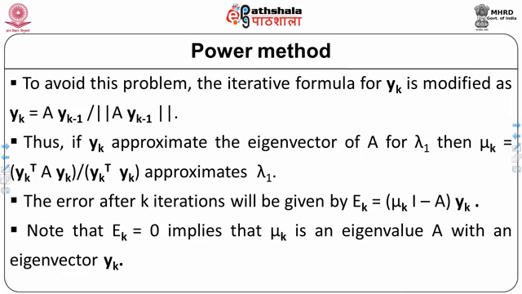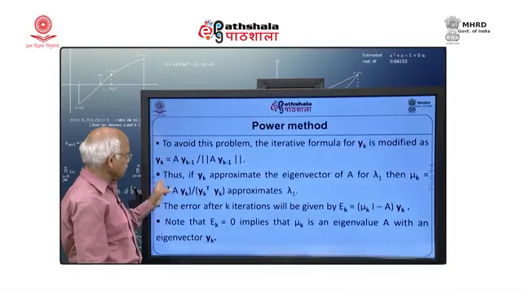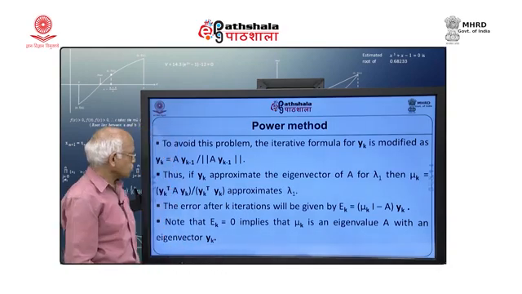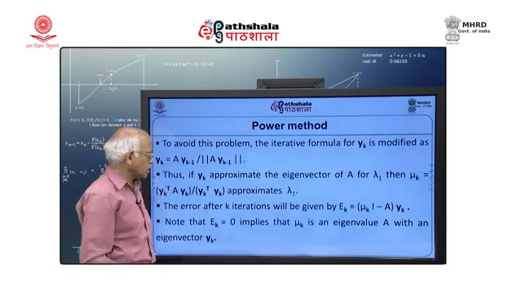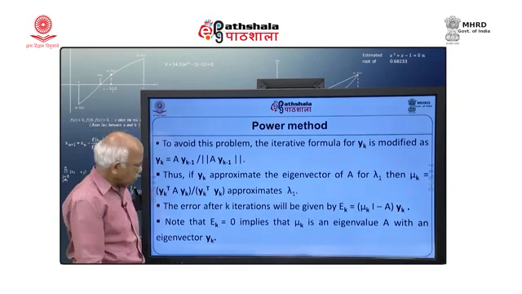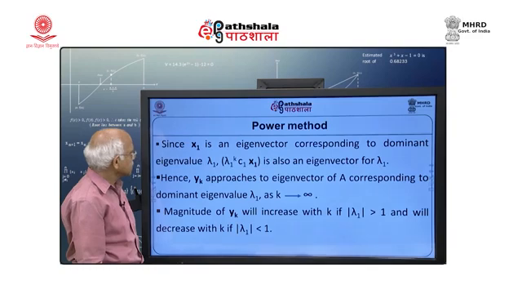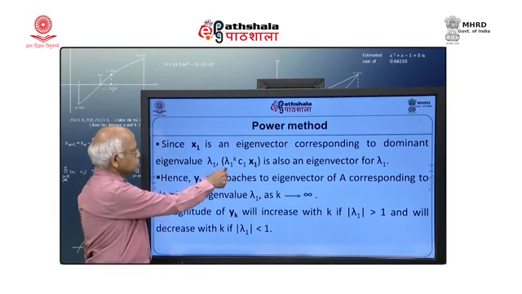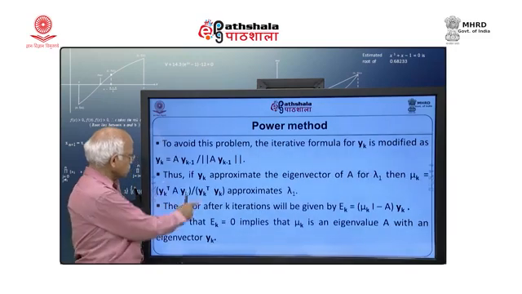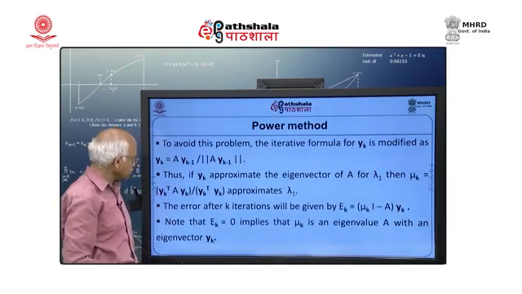So, now this will give me the approximate value of lambda 1, and we can easily notice that if we consider here A y k bar, it will be equal to lambda 1 y k bar. So, lambda 1 comes out, and therefore, this will give me lambda 1 as an approximation to the eigenvalue lambda 1. So, we have already seen here that this particular number approximates the eigenvector, and this particular number will approximate your lambda 1.